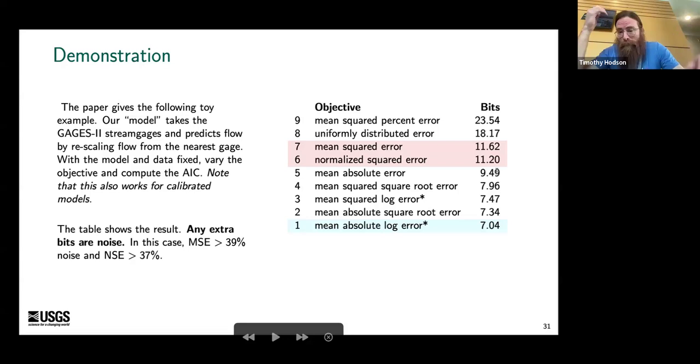If you like MSE, which were 11 plus bits, those additional bits are all noise in the minimum description length interpretation, and I think that is noise. Just using that term gives people immediate intuition about the effects: noise degrades our decision making. It's generally a bad thing. And in this particular problem, mean squared error is at least 39% noise, maybe more. So it's a noisy objective.